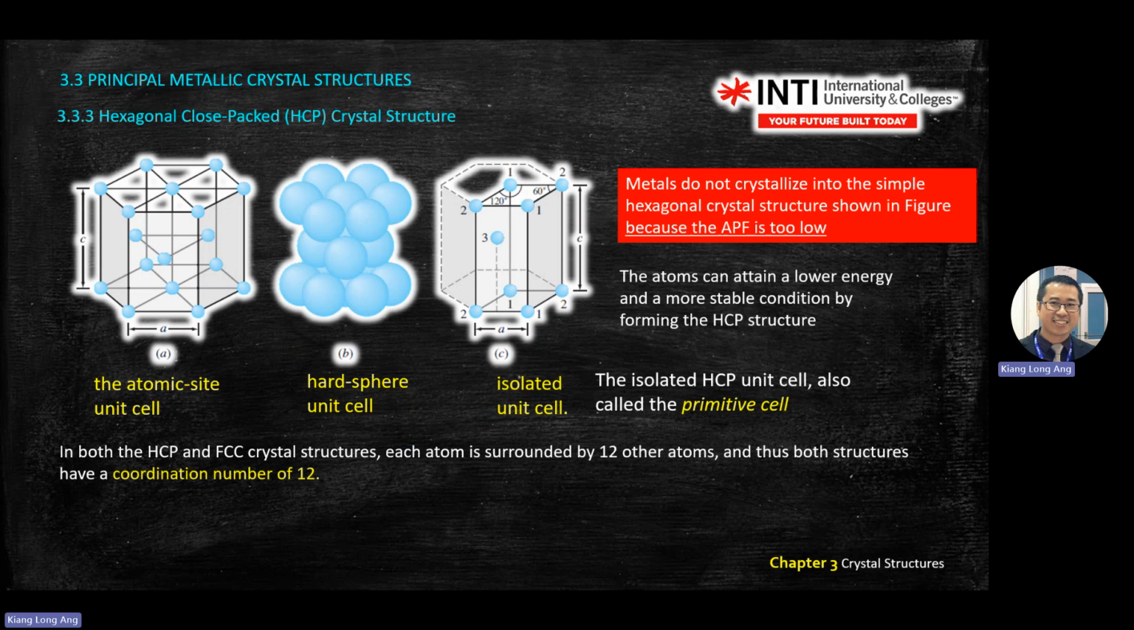We look at FCC. FCC is each face has one atom. So you imagine you are this face atom here. So you're actually touching 12 atoms at the side. You try to imagine this is half, so this is another ball coming out here. So you're going to touch 12 spheres.